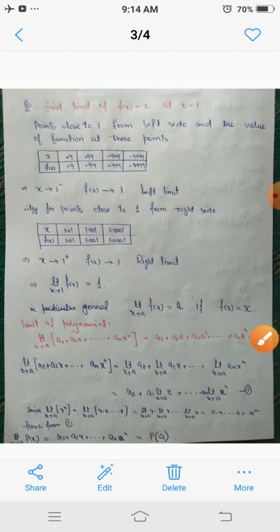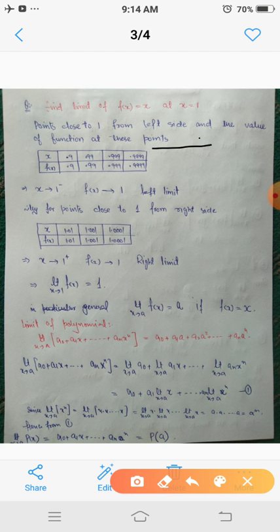Now if we consider the identity function, find the limit of f of x at x equals 1. Here f of x is x, the identity function. We consider the points closer to 1 from the left side, which are 0.9, 0.99, 0.999, 0.9999. The value of the function at these points is the same as the points. These domain points are closer to 1 from the left side, which implies that when x tends to 1 from the left, f of x tends to 1. So 1 is the left limit.